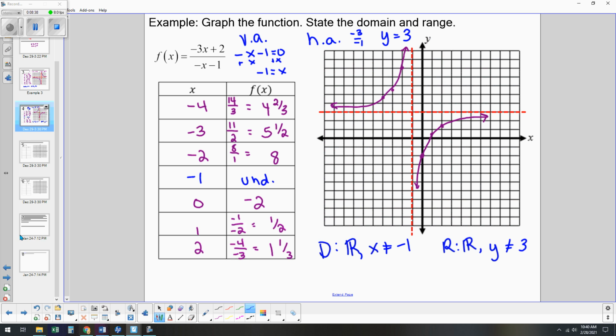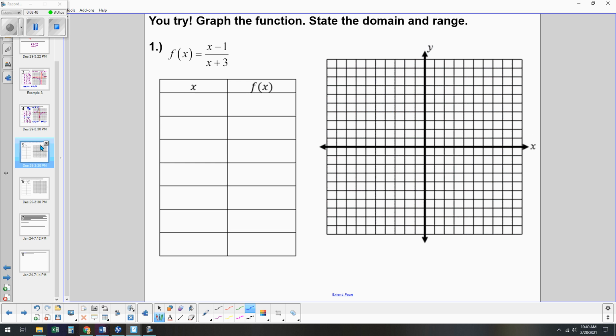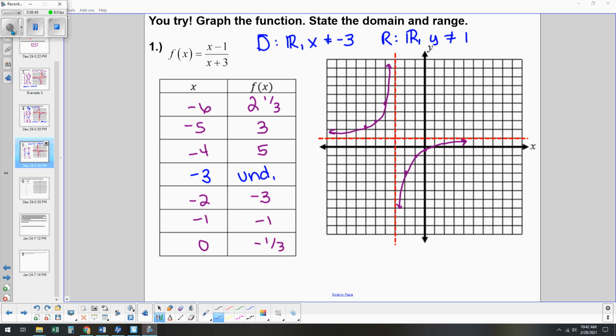All right, you're actually going to try the next two, so I'll put the first one up for you to try. You can pause it, and then I'll show the answer. All right, go ahead and check your answer for this one. Negative 3 was our vertical asymptote, and then 1 over 1, or just 1, was our horizontal asymptote. So our domain, x could not equal negative 3, and our range, y could not equal 1.